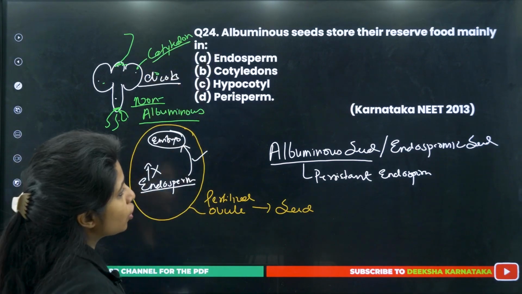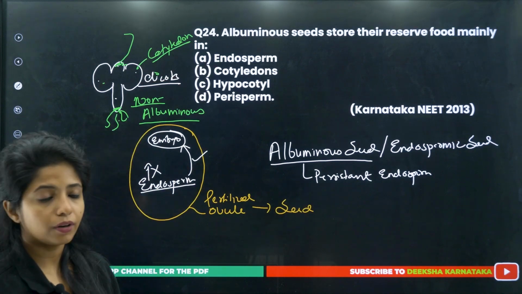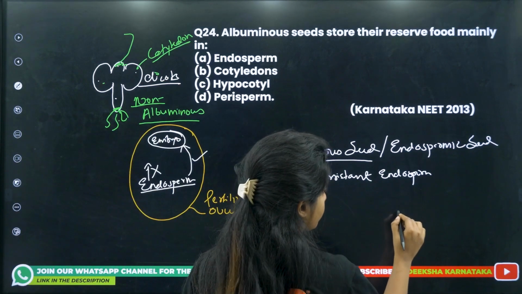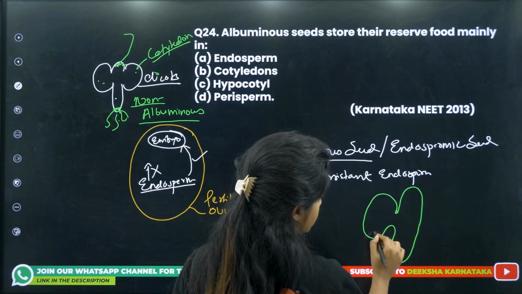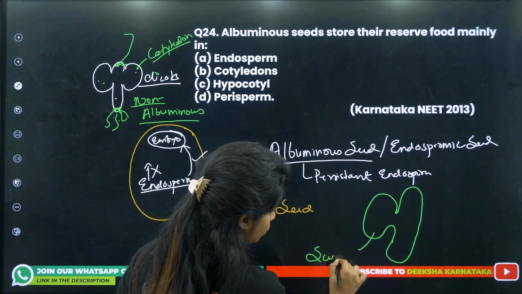Okay, now when I talk about albuminous seed, over here they are not utilizing everything for the formation of cotyledon. Instead, they just have one cotyledon. This cotyledon has a name as well, you call it scutellum.